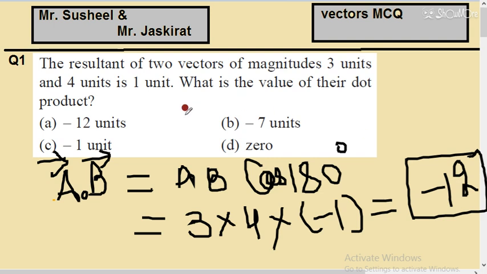So I think this question is clear, and the answer for the first question is option number A. Option A is the right answer for the first question. Minus 12 units is the right answer.